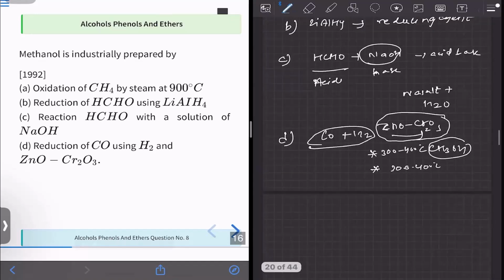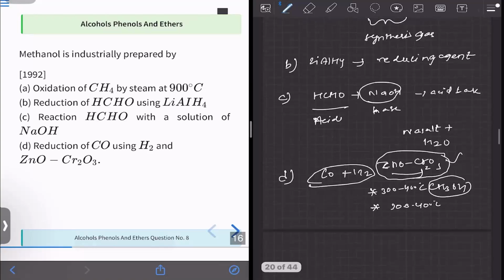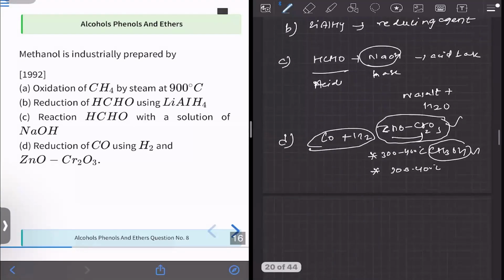How is synthesis gas prepared? Whenever steam reacts with methane, it produces synthesis gas. On further reaction with ZnO Cr2O3, then only it can produce methanol. So it will be option D.